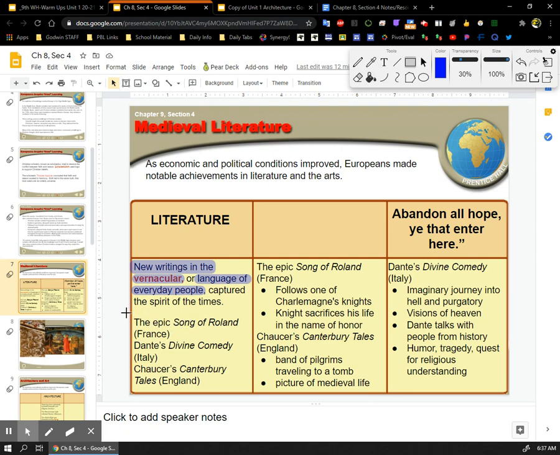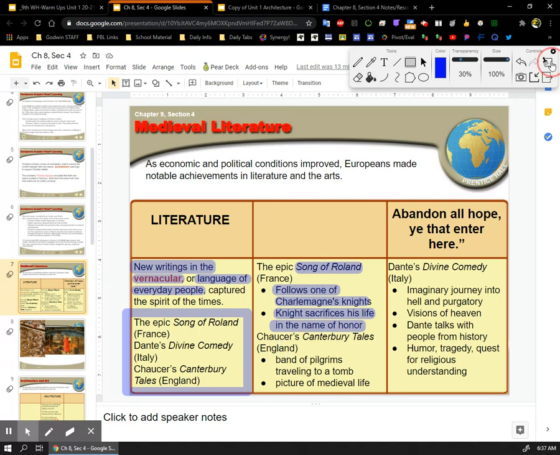There are three main pieces of literature that are going to come out during this time. We're going to talk about them briefly: the Song of Roland, Dante's Divine Comedy, and Chaucer's Canterbury Tales. Now, what are these about? Well, the Song of Roland, that whole story, it's an epic. It's like a really long poem. And what it does is it follows one of Charlemagne's knights. Okay, and what this knight does is he goes on this journey, and it's a faith-based journey, right? He's going on this mission that he believes he's on from God, and he's going to sacrifice his life in the name of honor. The whole point there is that you got to be willing to sacrifice everything. That is the point of that epic. But again, written in everyday language, going to get some people pretty fired up.